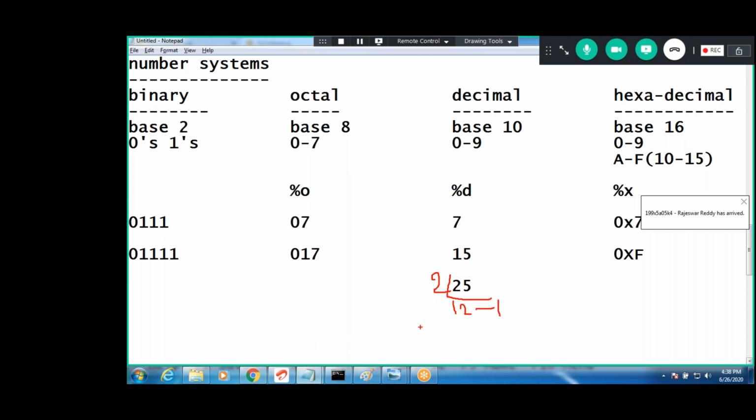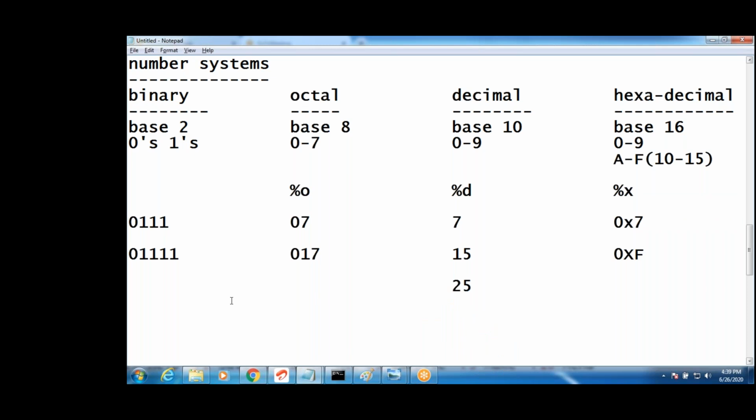Again by 2, 6 times, remainder is 0. Again by 2, 3 times, remainder is 0. Again by 2, 1 time, remainder is 1. Now we write 1 1 0 0 1, guys. This is 25 in binary.